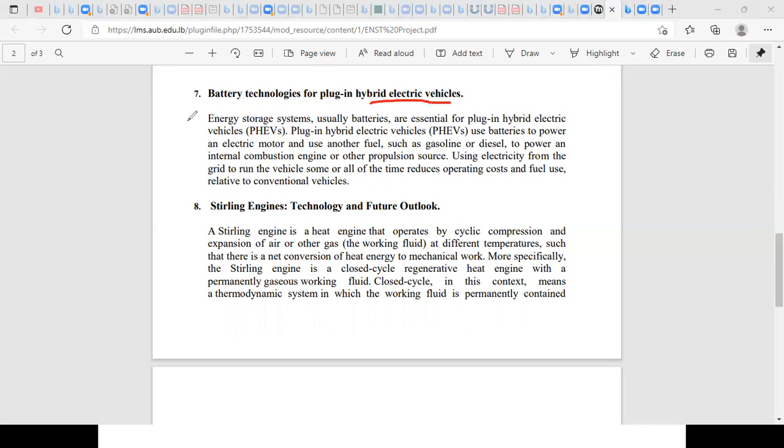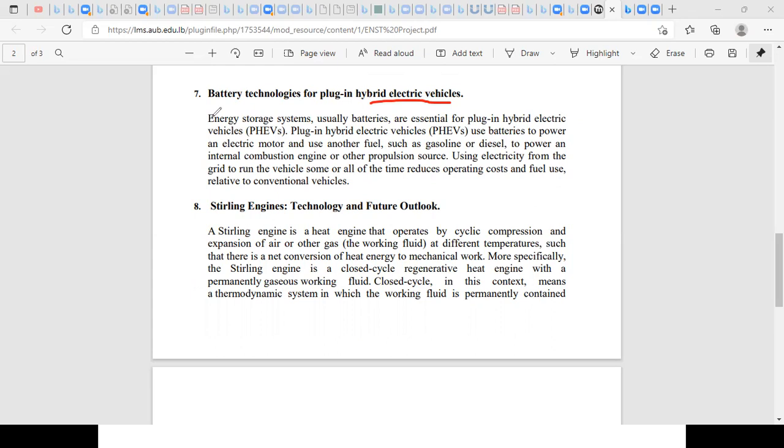So we know that in this case, if we want to use electricity to supply a car with energy, we should have appropriate energy storage systems, because the car might need to move a very long distance before being charged again. So this will depend a lot on the development of battery technologies that can work for a very long period and can be charged over long distances. So energy storage systems that are usually batteries will be essential for plug-in hybrid electric vehicles.